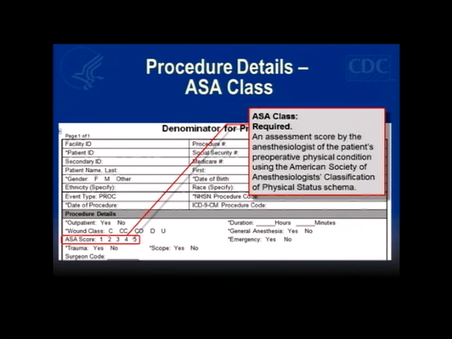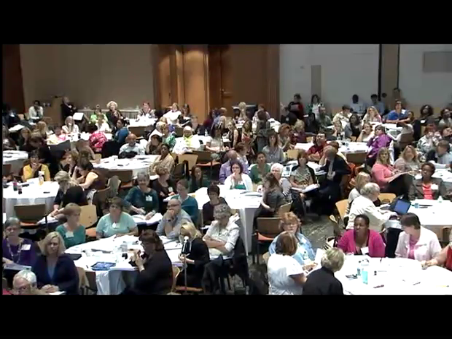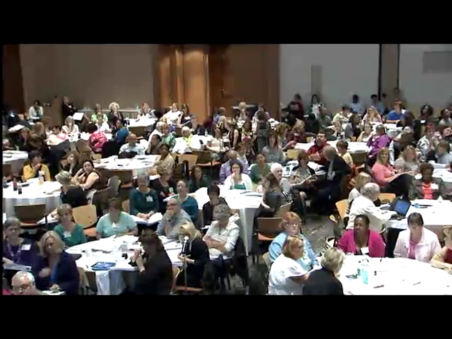All right, ASA class. The ASA class, or ASA score, is a 5-level system of scoring that is developed by anesthesiology, and it looks at the preoperative physical condition of the patient. And so the anesthesiologist or nurse anesthetist should be coming in and assessing the patient and giving the score that is put on the op note for you. Is there anybody that doesn't have this information available to them on an inpatient type of procedure? Okay, good.